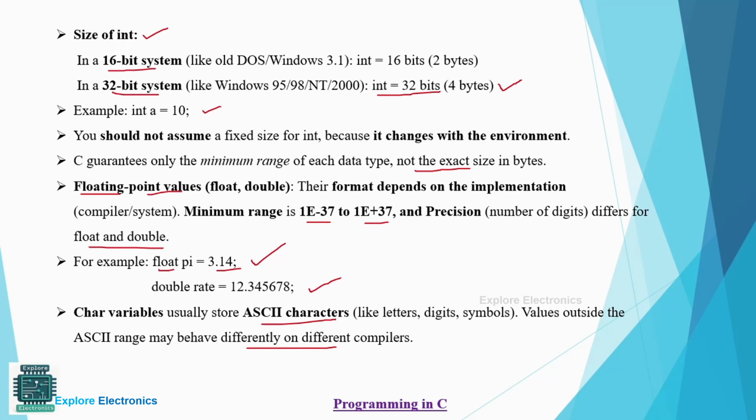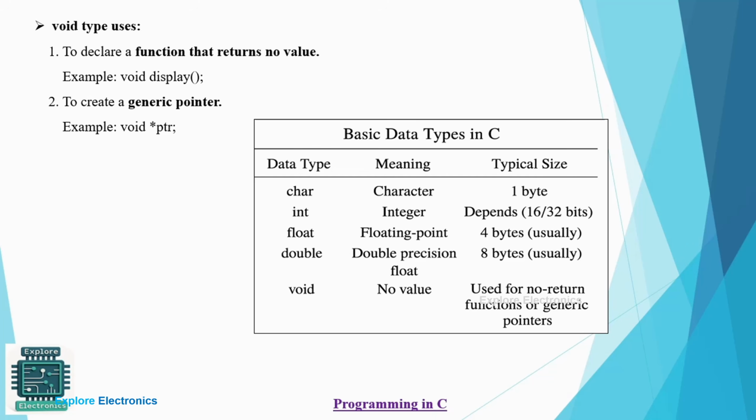And the last basic data type is void. We use the void type in two ways. One is to declare a function that returns no value, that is void display, and the second one is to create a generic pointer. In these two ways, we use the void data type. Here I have tabulated all the basic data types with their meaning and their size. Right? This is the 1A question.